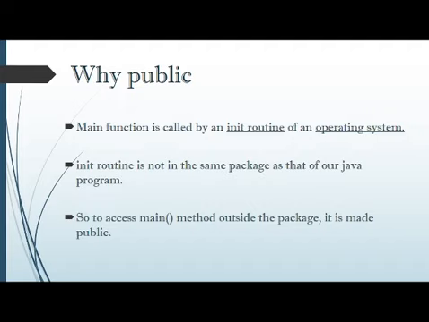If you have understanding about the access specifiers that we have in Java, we have four types of access specifiers. We have default access specifier, protected access specifier, private access specifier, and public access specifier, out of which we use public in front of main method. So here is the reason for that.